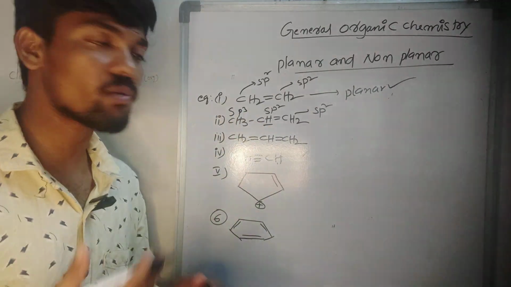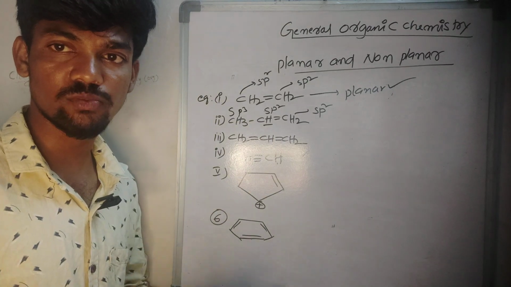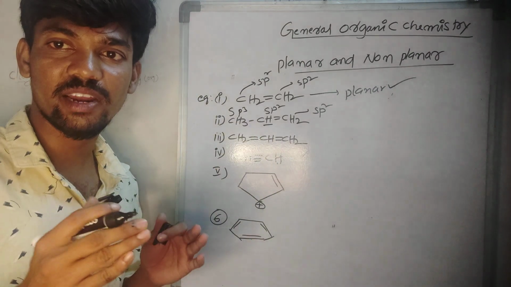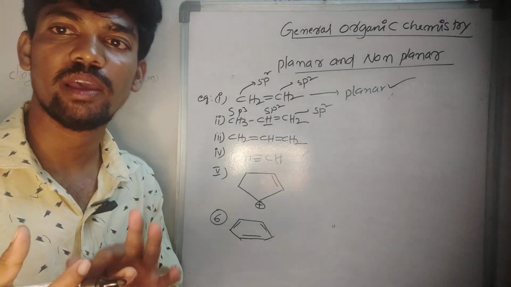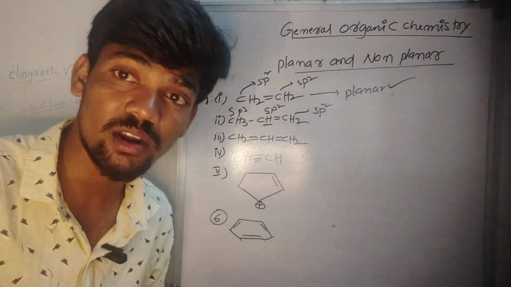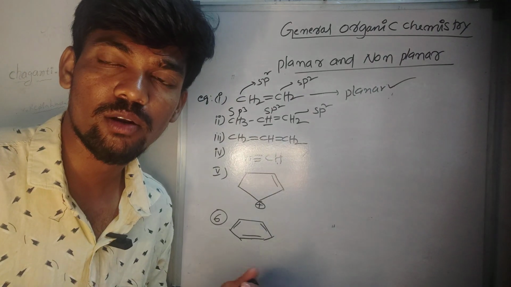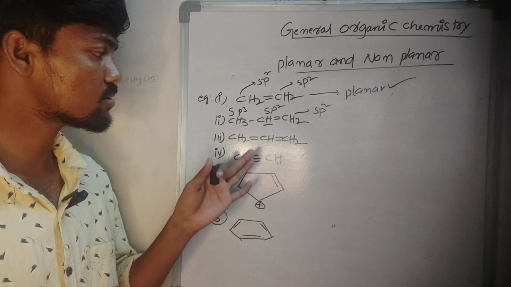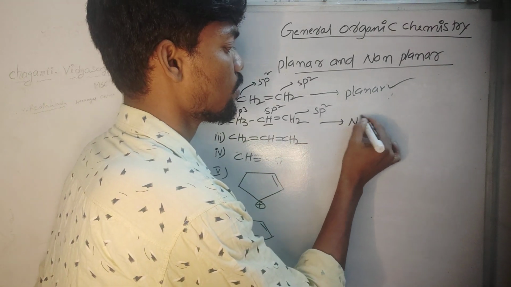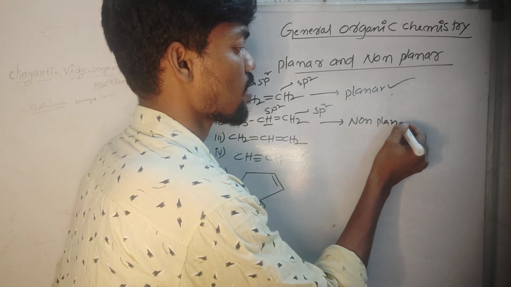So here a mixture of sp2 and sp3 carbons is there. Is it planar? No, it's not planar. If it is a mixture of sp and sp2 carbons, it undergoes a planar molecule. But here it is not planar, a non-planar molecule.